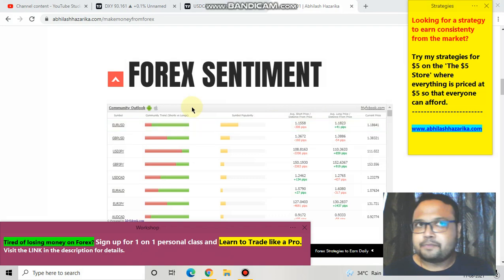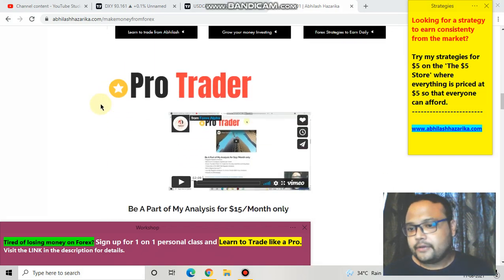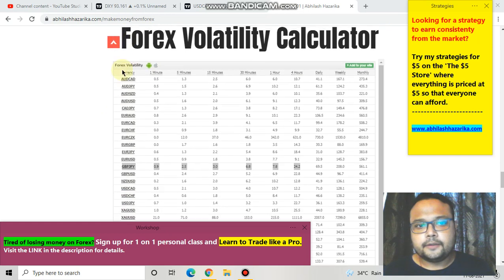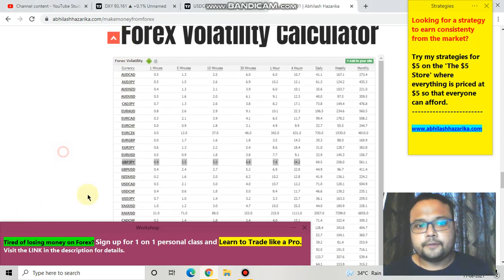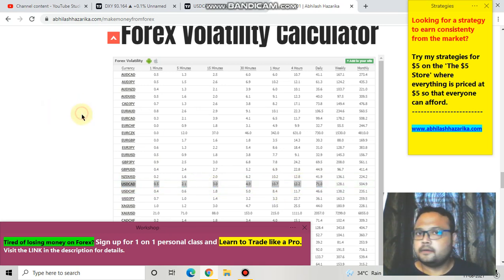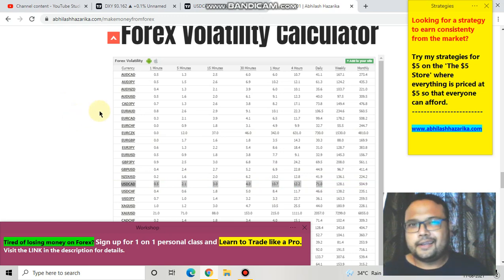And if you're wondering how much volatility you can expect, then just go to the volatility calculator here. Okay, this is the Forex volatility calculator. You can see that in the 15 minutes time frame, you can expect a movement of 3 pips. In the 1 hour you can expect 10 pips. In the 4 hours you can expect 12 pips.